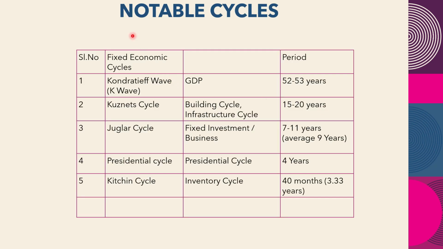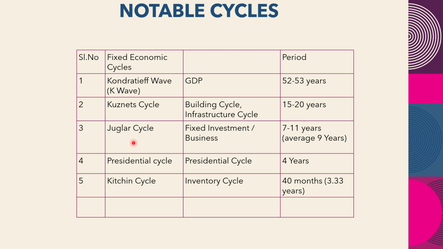Let us see a few of the notable cycles. The first one is the quadratic wave, the A wave. This normally appears in GDP, interest rates, and commodities. The period of this cycle is 52 to 53 years. The second one is the Kuznets cycle. This is also called the building cycle or infrastructure cycle, normally between 15 and 20 years.